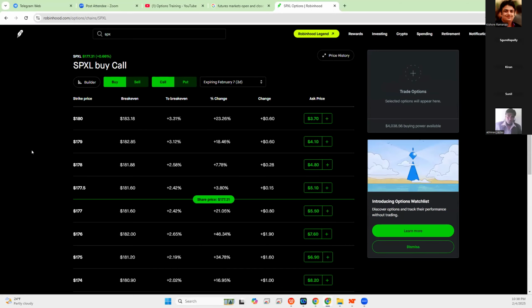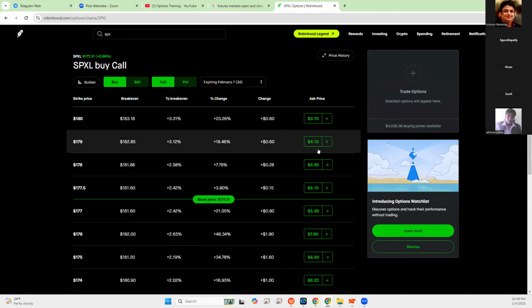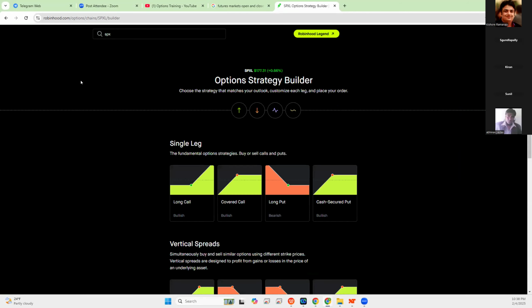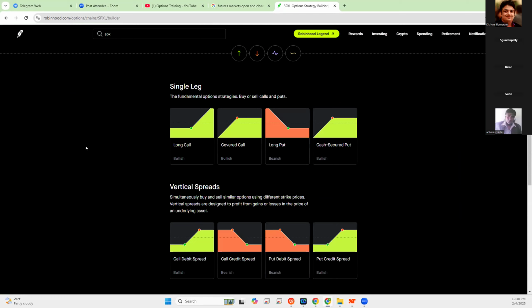So you have the builder there, right? Just click on that builder at the bottom of SPXL buy call. Okay. So now it is telling you what vertical spreads are, what a debit spread is, what a credit spread is. So if you go down, oh, okay.